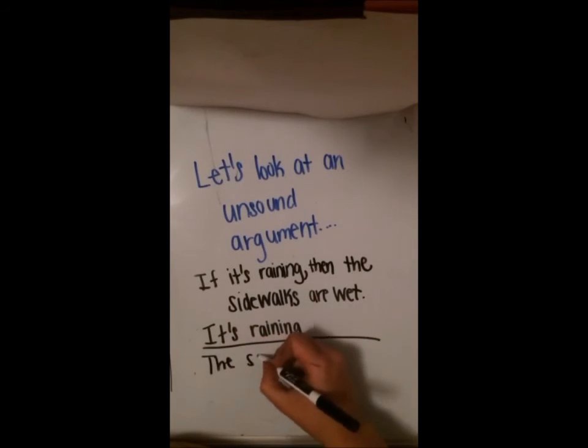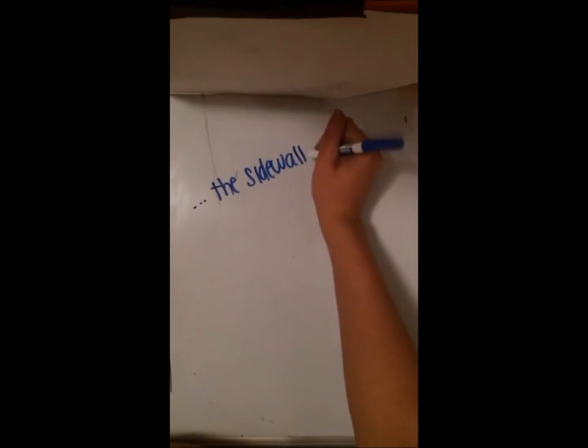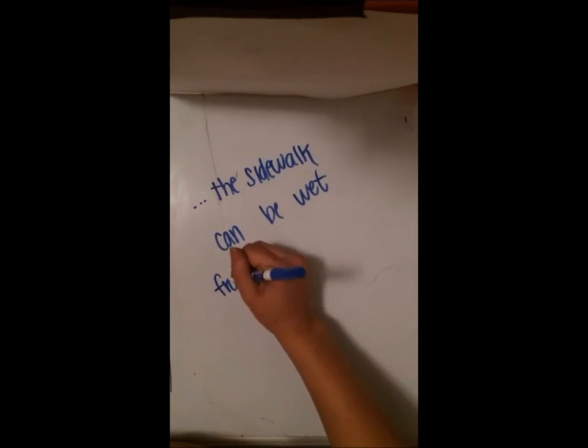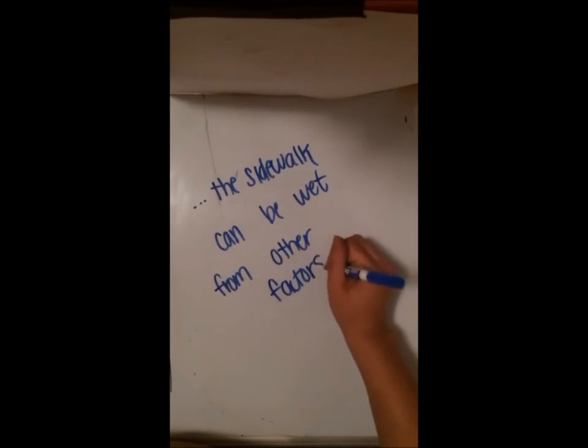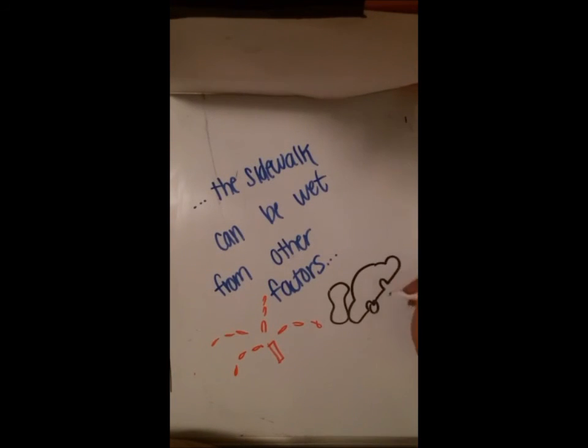Let's look at an unsound argument. If it is raining, then the sidewalks are wet. The sidewalks are wet, so it's raining. Does this sound like truth value? No. The reason why it is unsound is because the sidewalks can be wet from many factors, not just one. For example, the sprinklers may be on, or somebody washing his or her car.